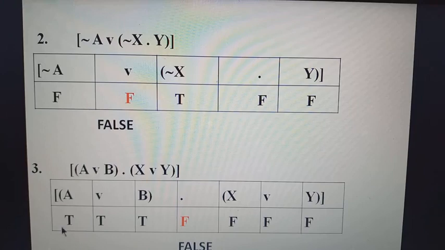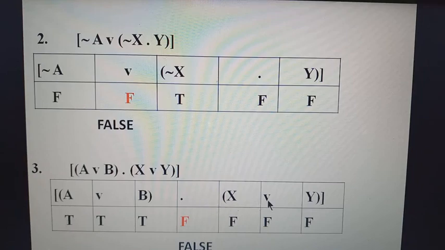We've been given those values already: A is true, B is true, X is false, and Y is false. You can begin with any of the parentheses, from here or from here. You can only begin from parentheses. You can't start by trying to determine the value of these dots. You must begin with the parentheses. If there's another parenthesis, you resolve it and then come to the whole of the brackets.